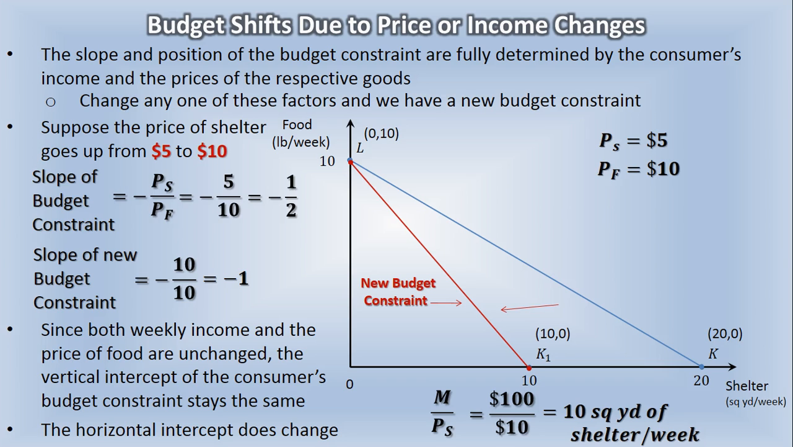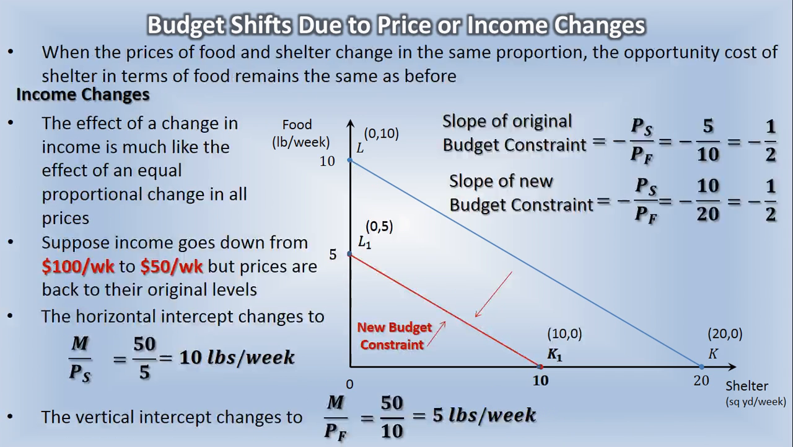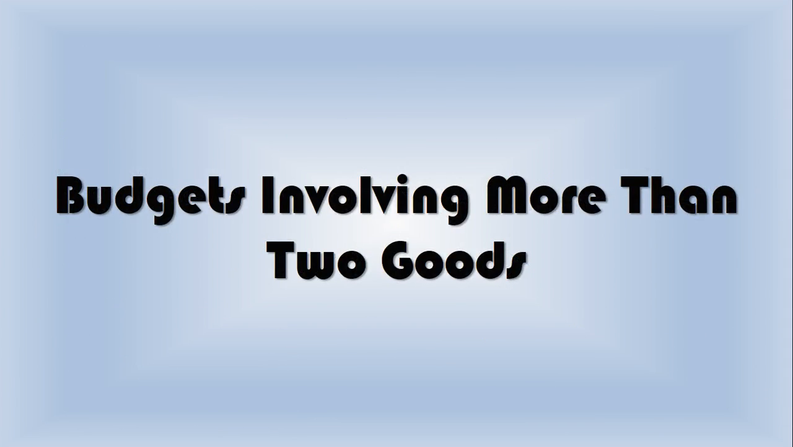In this case, because shelter has become more expensive, that means that the slope is now going to be bigger. That means that to get one more unit of shelter, you need a lot more food to exchange for it. The opportunity cost of it has gone up. So those are the mechanics of price and income changes and how they affect the budget line.